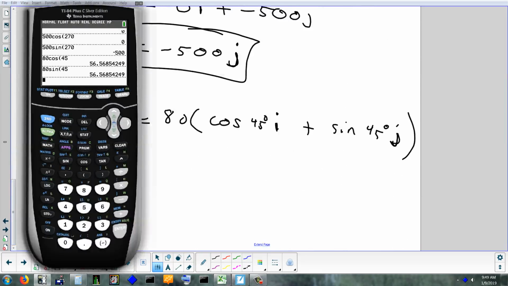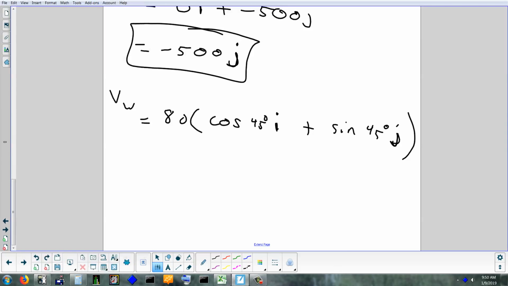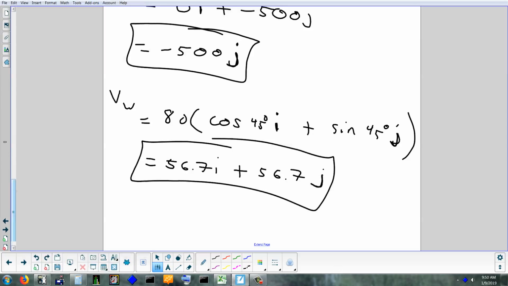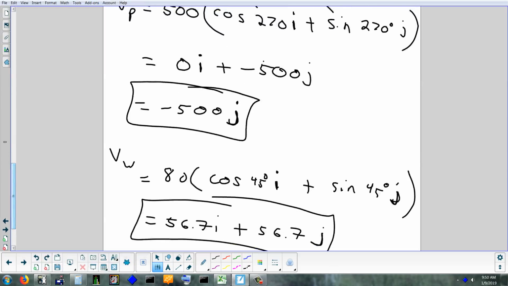And it should, because the wind is blowing exactly the same amount east as it is up. So basically, it's like 56 miles an hour east, 56 miles an hour up, and that gives you a wind of 80 miles an hour northeast. That's what's happening. So let's write down these numbers, 56.7. So 56.7i plus 56.7j. There's your vector for the plane. There's your vector for the wind.